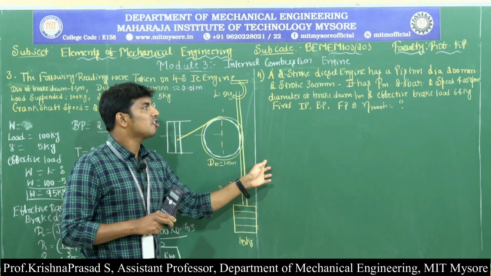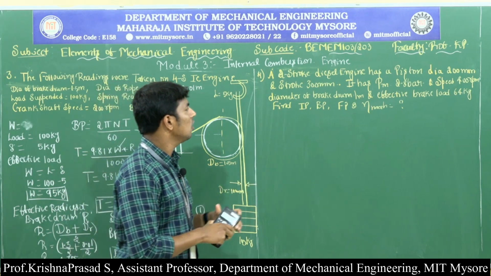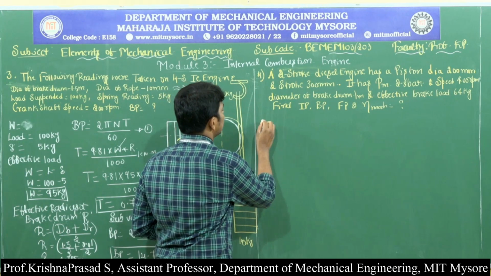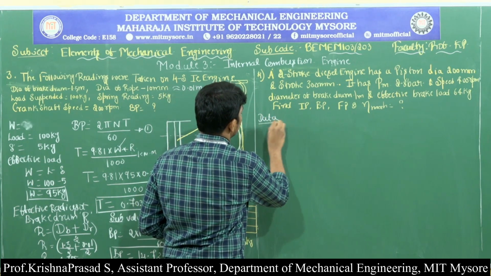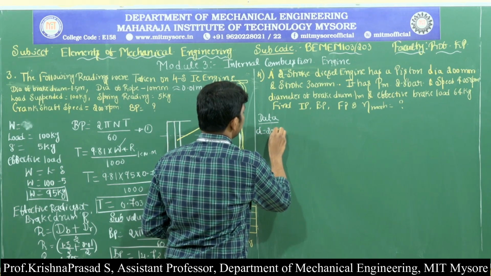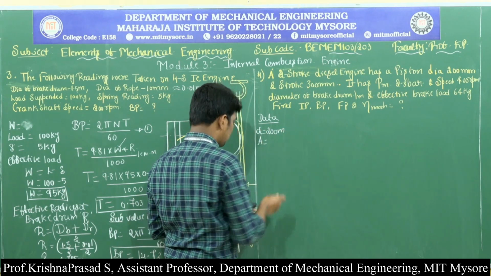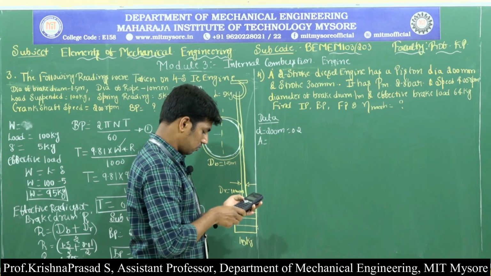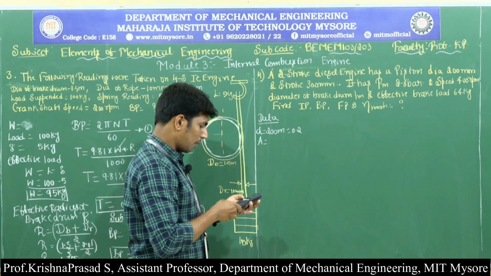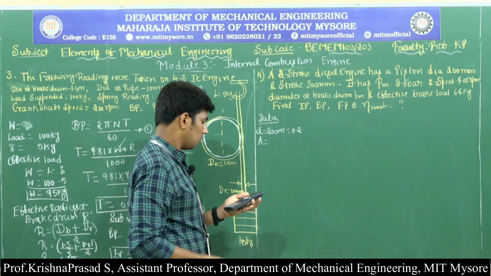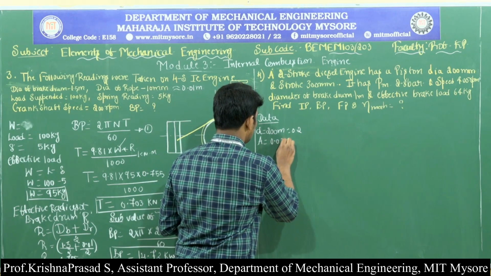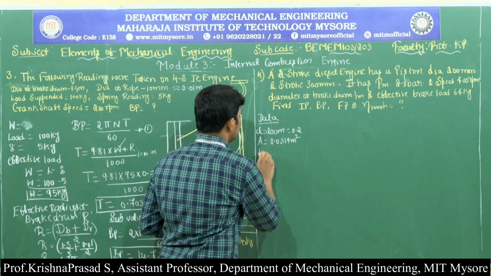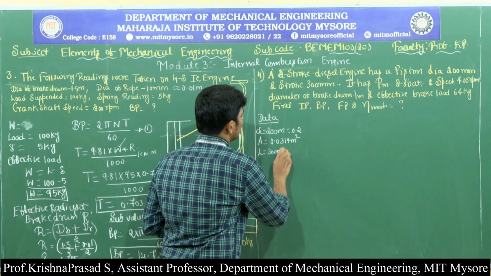Next we are moving on to the last problem regarding today's session. A 2-stroke diesel engine has a piston diameter of 200 millimeter. Just write down the data. Diameter is 200 millimeter. Therefore area becomes 0.2 whole square into pi divided by 4, that is 0.0314 meter square. Then the stroke length they have given is 300 millimeter, that is 0.3 meter.